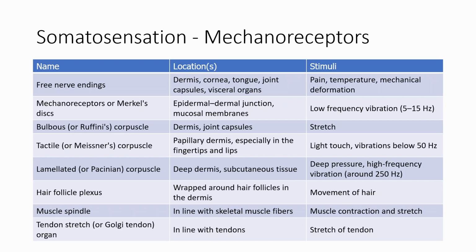The muscle spindles, this is found within the skeletal muscle fibers. This tells us about muscle contraction and stretch, so you can feel that, right? And then tendon stretch organs, or the Golgi tendon, this is going to be found with the tendons, and it's going to detect the stretch of a tendon.